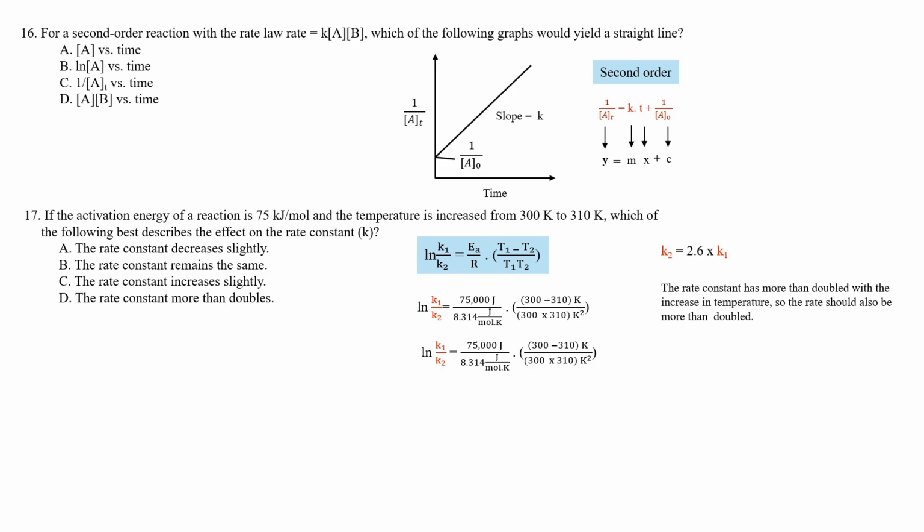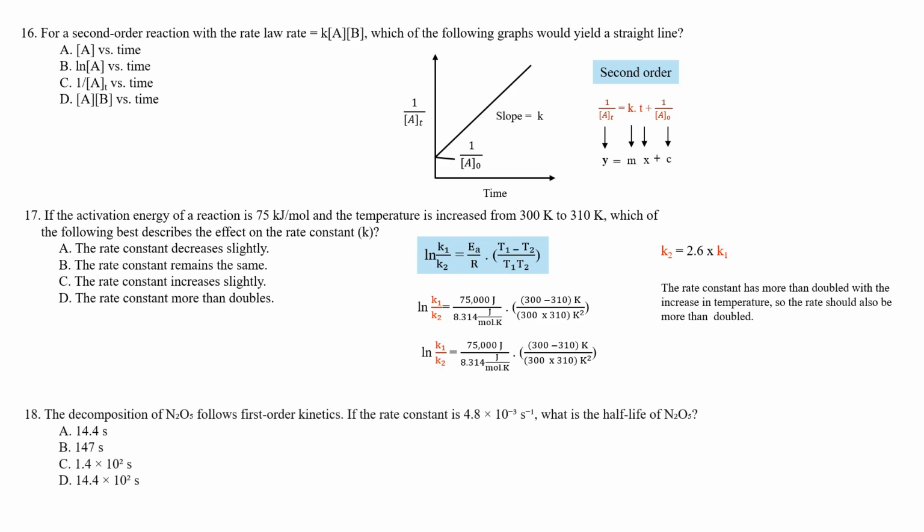K2 is equal to 2.6 times K1. That is the rate constant. K2 is increased more than 2 times the previous rate constant K1. Among the given answers, the rate constant more than doubles is the best answer.